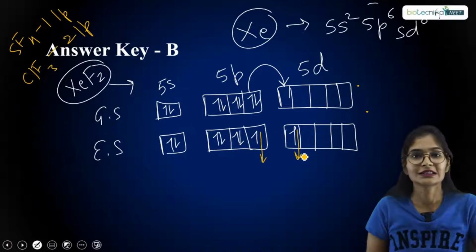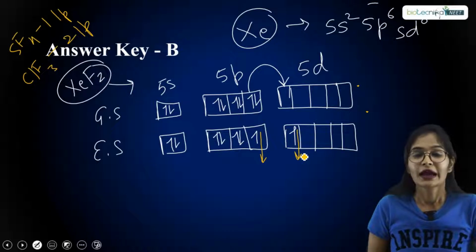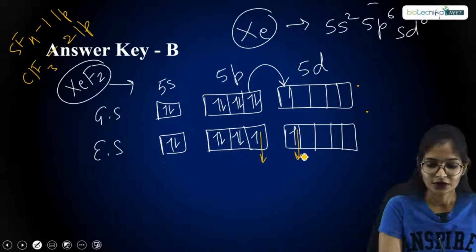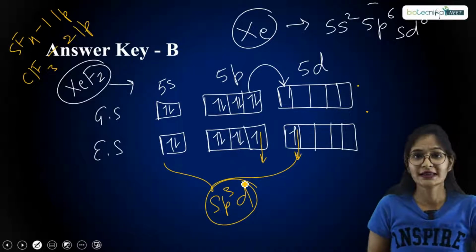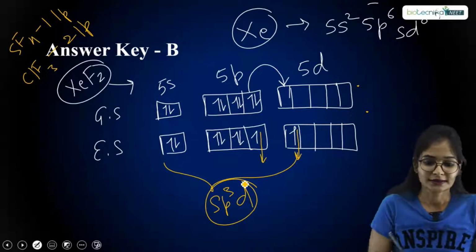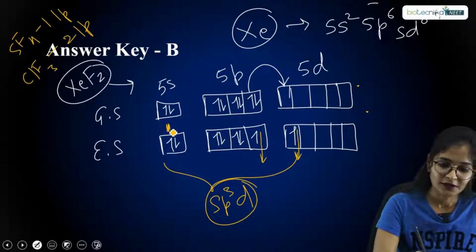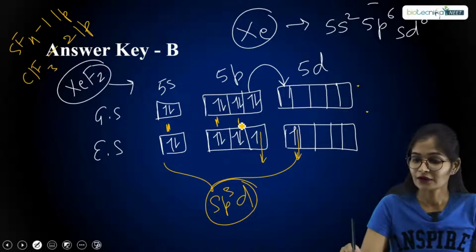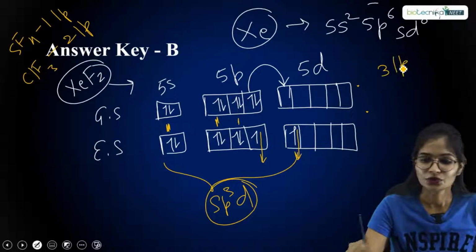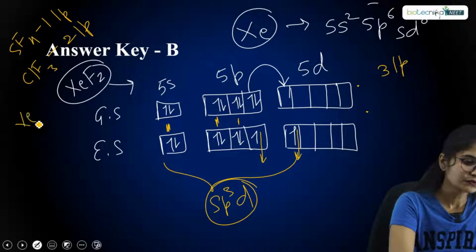Both are donating 1 electron each, and what hybridization will it form? It will again be sp3d. How many lone pairs are present? 1, 2, 3. So in XeF2 you have 3 lone pairs.